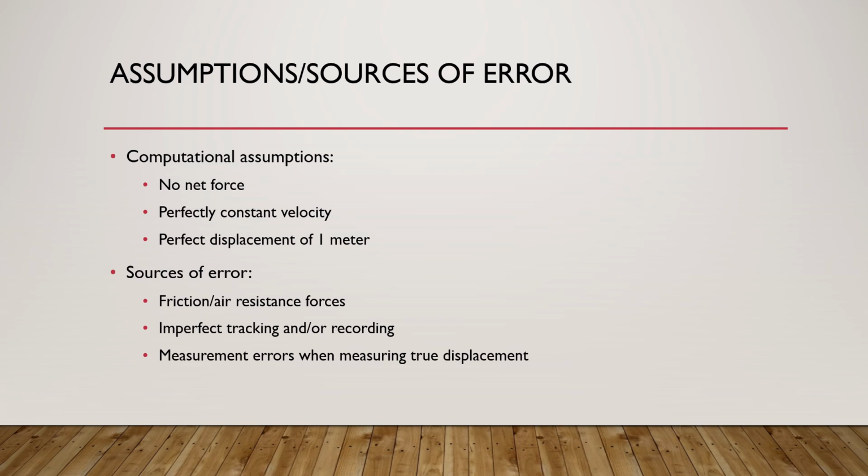Some assumptions were made in this experiment when creating the computational model. Because velocity was assumed to be constant, net force was assumed to be 0 newtons. Also, in the computational model, the displacement was assumed to be exactly 1 meter. However, in reality, there are several sources of error or imperfection that contributed to the offset seen in the previous graph. To elaborate, in real life, there are friction and air resistance forces acting on the object. Also, the tracking and/or recording could have been imperfect, contributing to slightly skewed data. Lastly, when measuring true displacement, there could be random error from the meter stick used to determine that displacement was 1 meter.